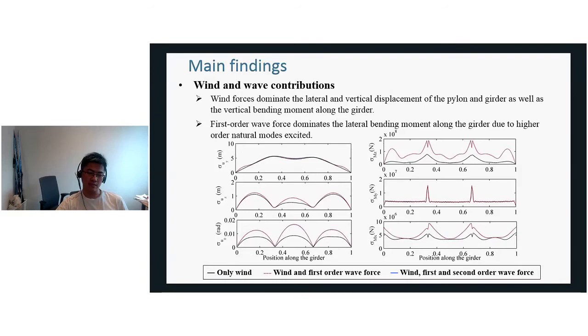the wind force dominates the lateral and vertical displacement, as well as the vertical bending moment along the girder. Although the first order wave force has very little contribution to the lateral displacement, it still dominates the lateral bending moment along the girder, because it can excite some higher order natural modes, and this is important for the section forces. If you compare the red curve and the blue curve, they almost coincide with each other, which means that in this case, the second order wave force has no effect.